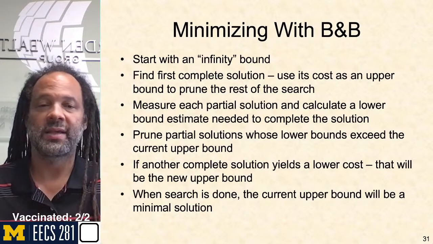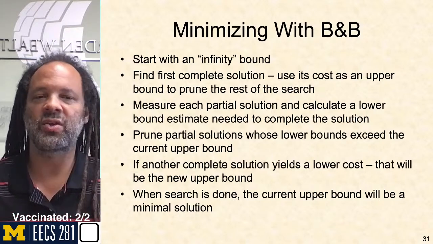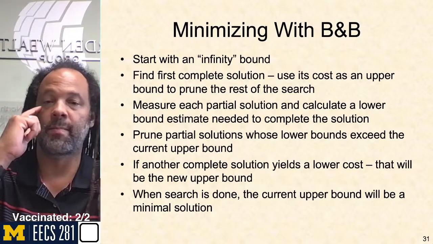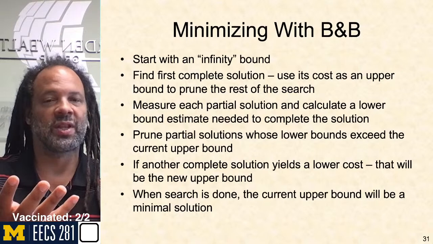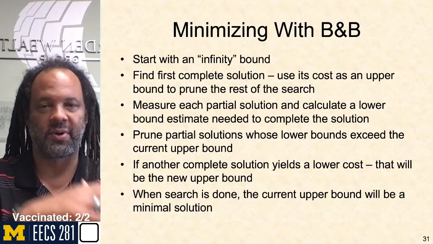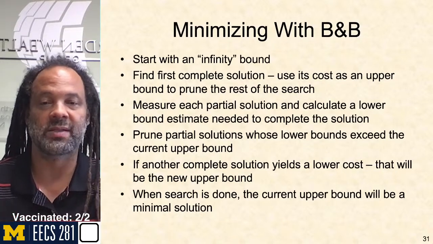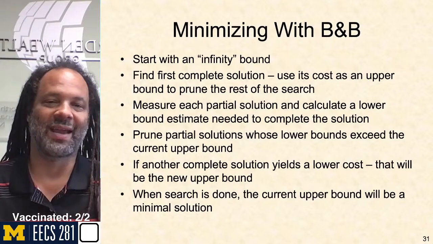Another way to do it is to find some complete solution, any complete solution, and then use its cost as the upper bound. So I either start with infinity or some complete solution that says, well, here's a solution; anything that's longer than this, I throw away. Obviously, nothing is longer than infinity, so infinity is open for all business. But any first solution I find can say, if it's longer than this, I can throw that away.